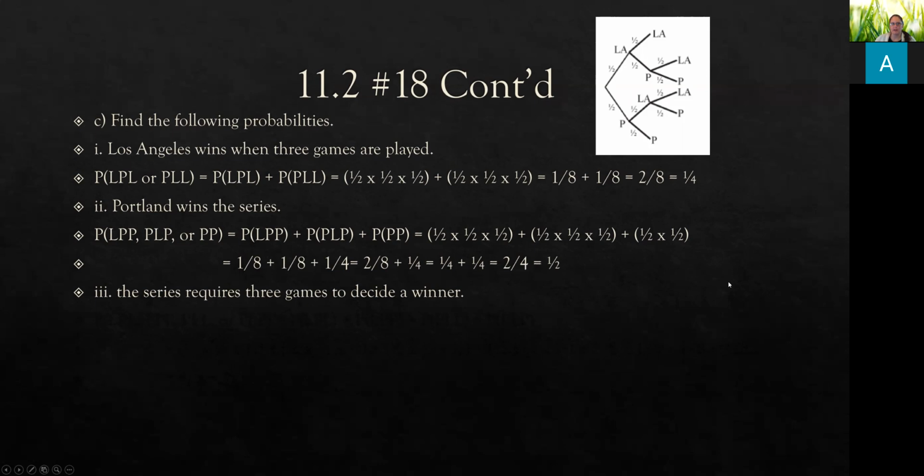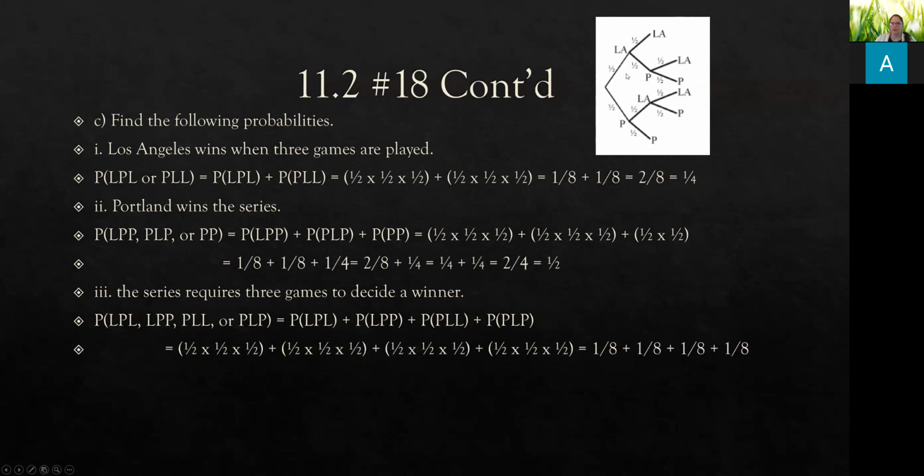And then the third one, the series requires 3 games to decide a winner. So there's 4 different ways that can happen. We can have LA, Portland, LA. We can have LA, Portland. We could have Portland, LA, LA. Or we could do Portland, LA, Portland. Okay, and we can use the additive property to split those up.